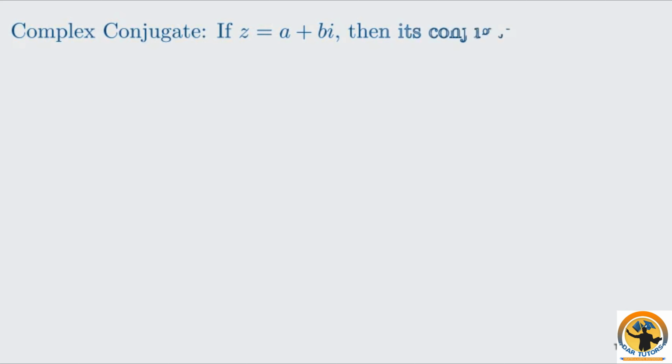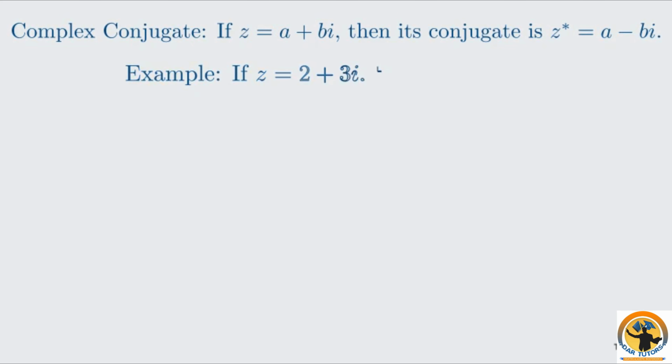An incredibly useful tool in working with complex numbers is the complex conjugate. If we have a complex number z equals a plus bi, its complex conjugate, written as z star or sometimes z with a bar on top, is a minus bi. All we do is change the sign of the imaginary part. For example, if z is 2 plus 3i, its conjugate z star is 2 minus 3i. The real part stays the same, and the imaginary part is negated.